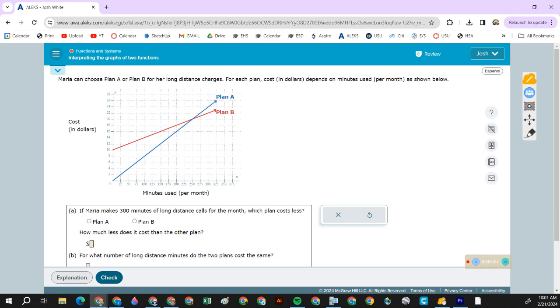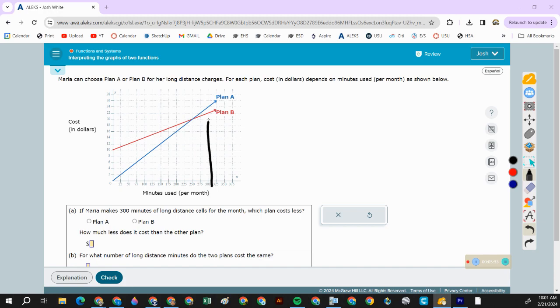This is the sort of question that we got. So, which plan is better? Well, it depends on how many minutes you use. If you use fewer than 250 minutes, you want to choose plan A. But if you talk for more than that, then you want to use plan B. So if Maria makes 300 minutes of long distance calls for the month, which plan costs less?